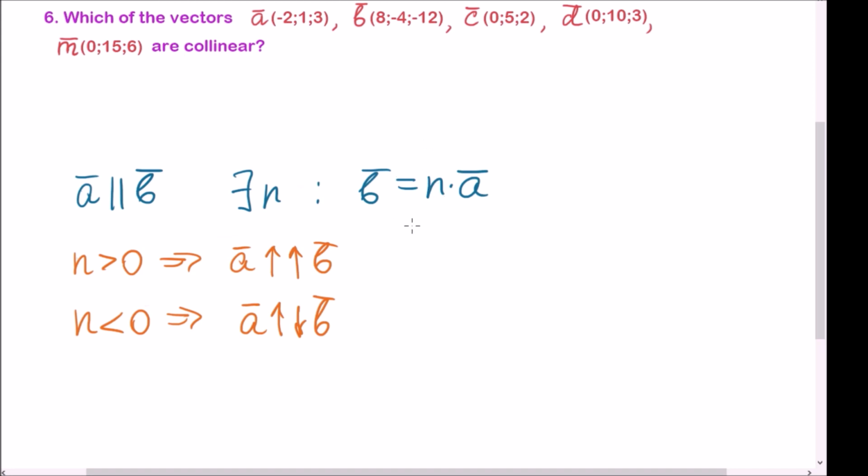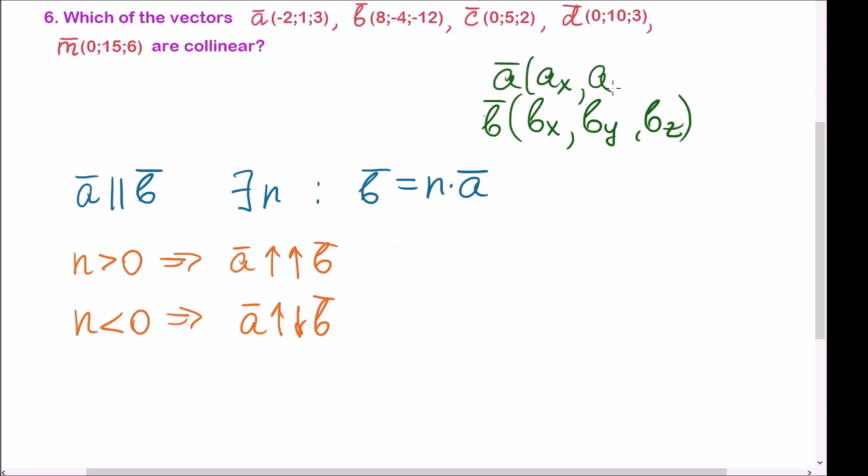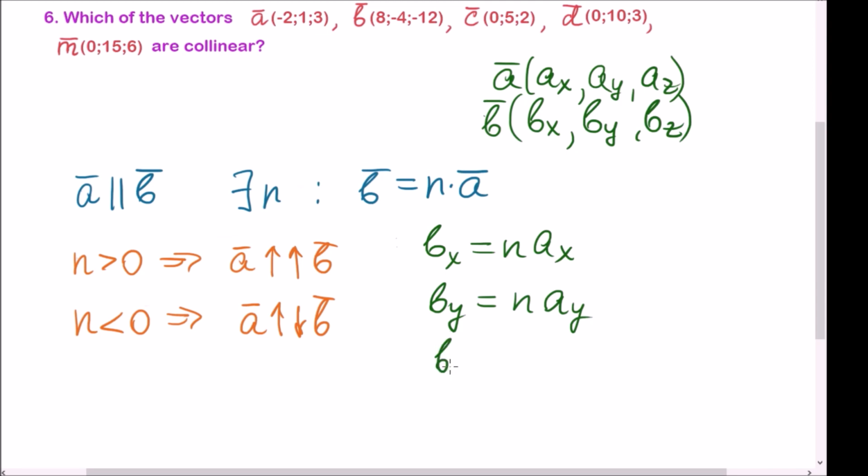This equality we can rewrite in the coordinate form. Let the vector B have the coordinates bx, by, bz, and the vector A have the coordinates ax, ay, az. Then, instead of the vectors A and B, we can put their corresponding coordinates: the first coordinates, the second coordinates and the third coordinates.